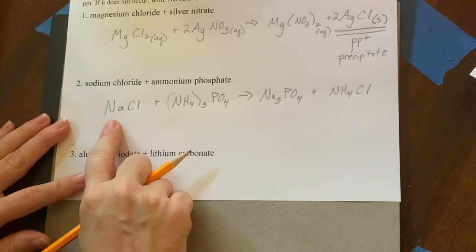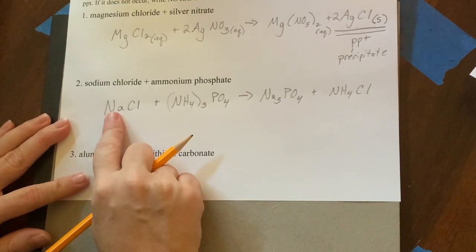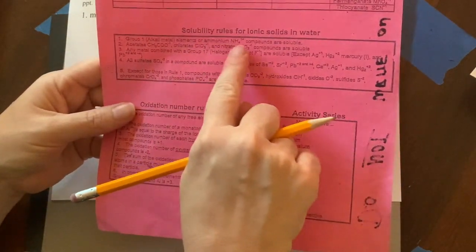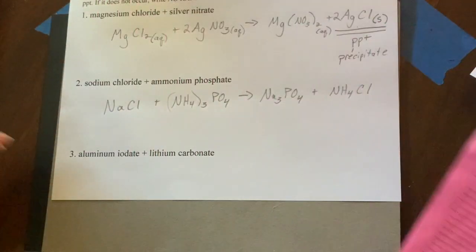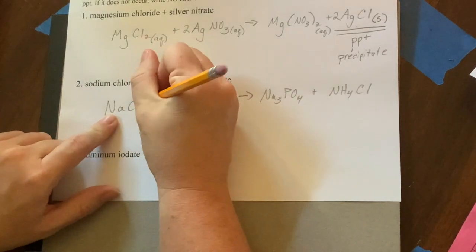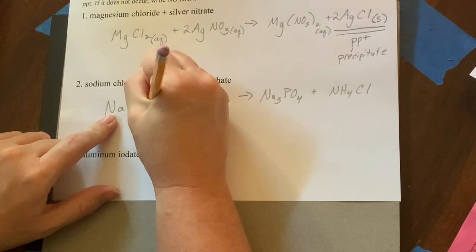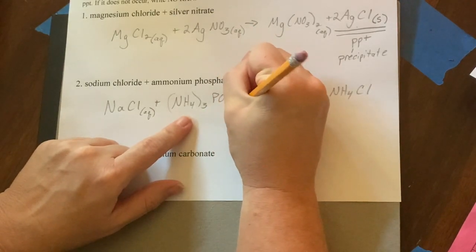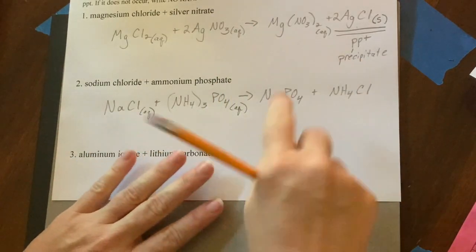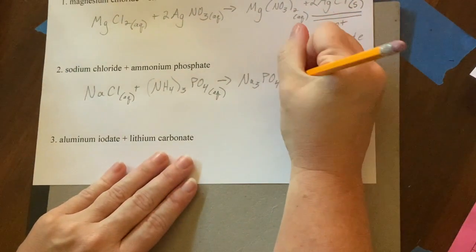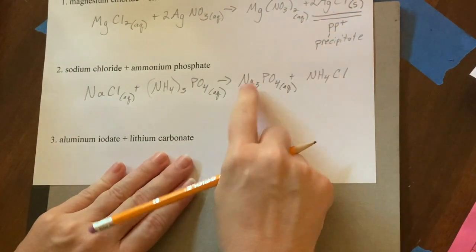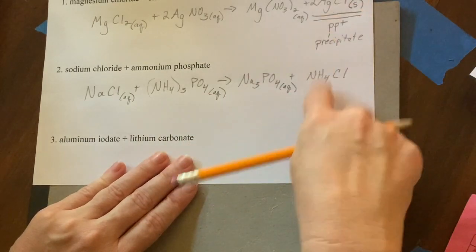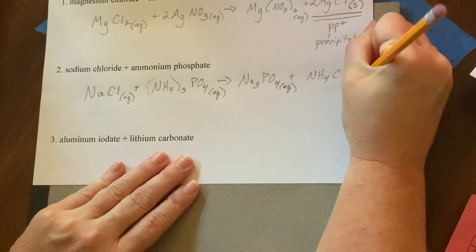All right, so again, let's go through. Sodium is part of group 1, so that's rule 1. Alkali metals and ammonium compounds are always soluble. Your sodium is an alkali metal, so you are always aqueous. Ammonium is always soluble, so you are aqueous. Let's look at our products. If a group 1 element is part of your compound, you are soluble. Ammonium, same thing, soluble.